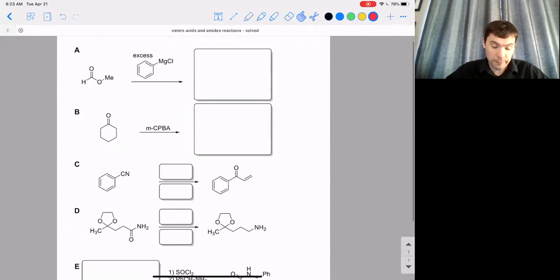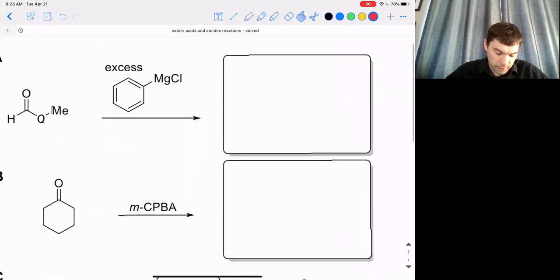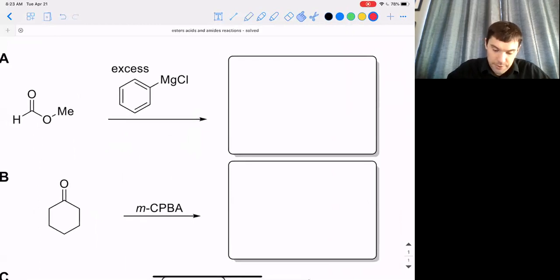All right, welcome back. Let me just zoom in on the top one here. The starting material here is going to be an ester, so that's going to be our key first clue on this one. The next reagent here is going to be a Grignard reagent, in this case phenyl magnesium chloride, and we're given a clue here for excess.